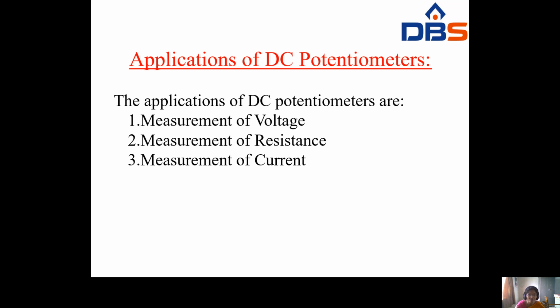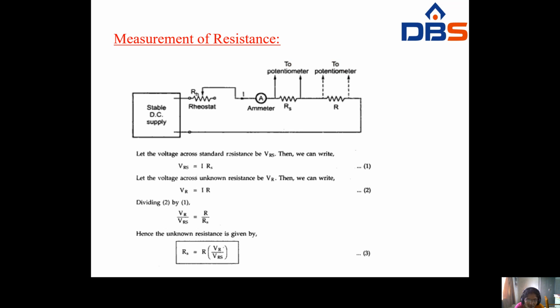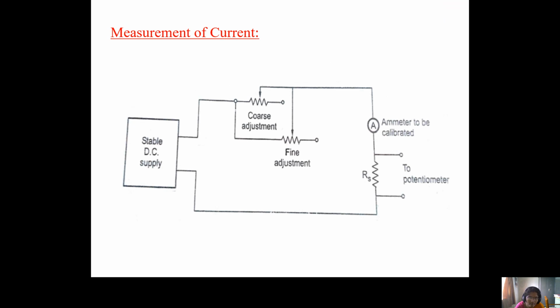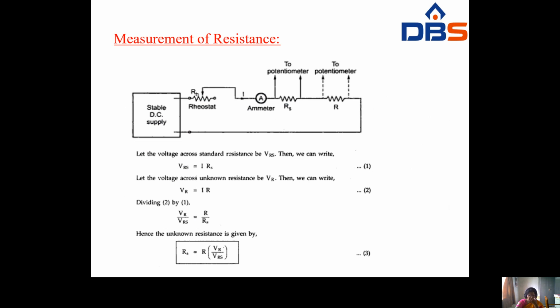That is how you can see. First one is what? Measurement of unknown resistance. Next one is what? In the applications of DC potentiometer, the first application is measurement of resistance.